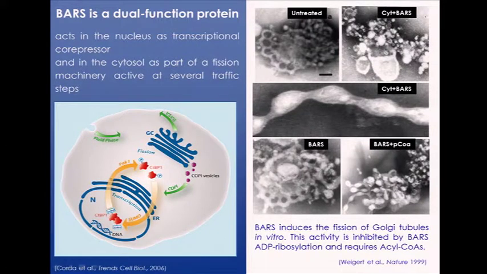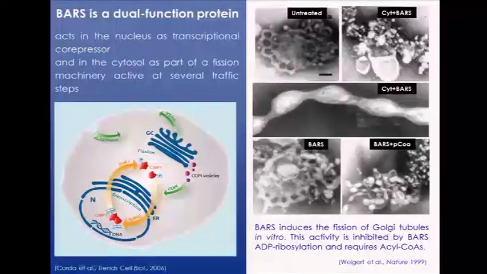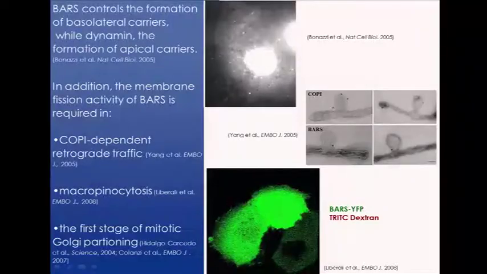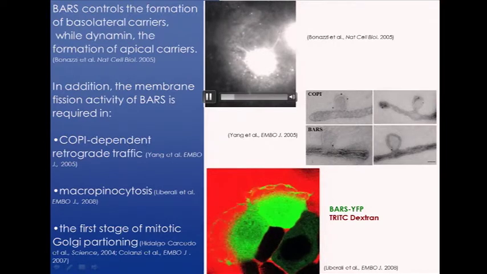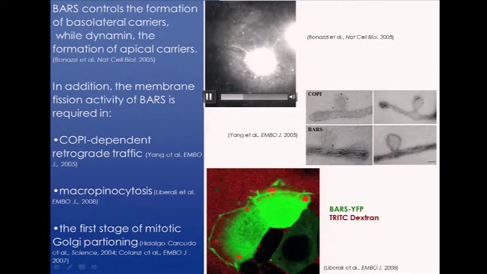In an in vitro study, we could show that isolated Golgi membrane could be fissioned, disassembled in the presence of BARS, and that BARS indeed was part of the fissioning process that occurred at this level of the membrane. All this, of course, is in vitro, but in several studies that I don't have time to summarize, we could show that this fissioning event is relevant in a number of cellular processes.